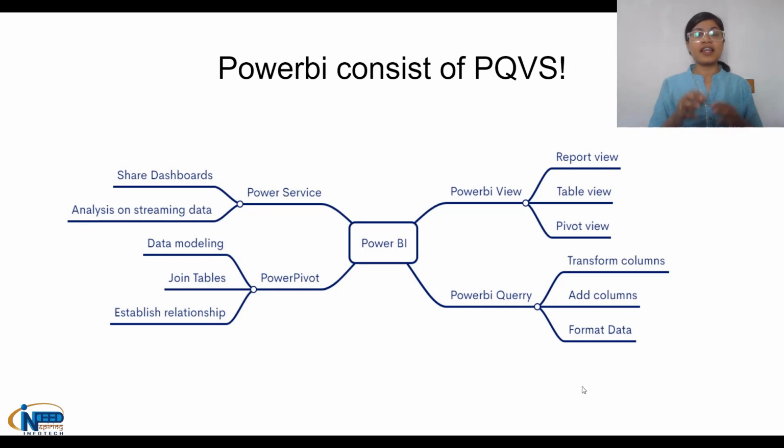Next comes Power Query. All the data collected from Power Pivot can be transformed in Power Query if it contains missing values or formatting issues, or if we want to add or remove certain columns.